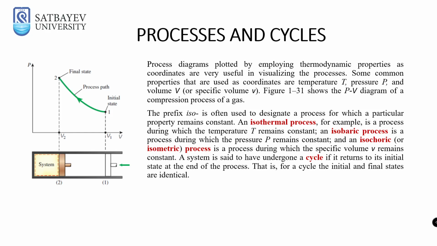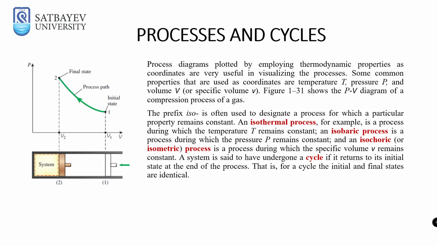Process diagrams, plotted by employing thermodynamic properties as coordinates, are very useful in visualizing the process. Some common properties that are used as coordinates are temperature, pressure, and volume, or specific volume, in cubic meters or per kilogram. The figure shows the PV diagram of a compression process of a gas.